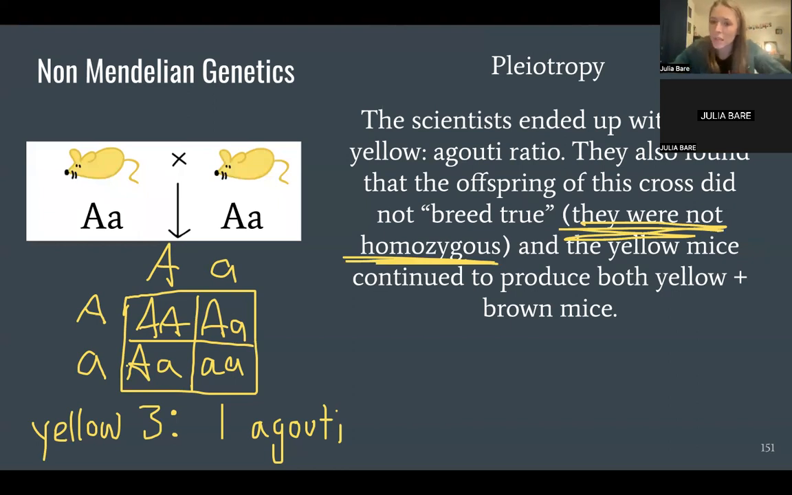They always produced either yellow and agouti, and there was never any instance in which they only produced yellow mice. So scientists were looking at this example and they're like, okay, what is going on here? This is really strange. I want you guys to think about it and see what might be going on in this scenario. I'll give you a hint. It has to do with achondroplasia. So if you remember achondroplasia, you might be able to figure out this question.